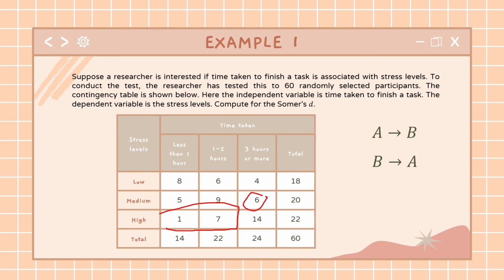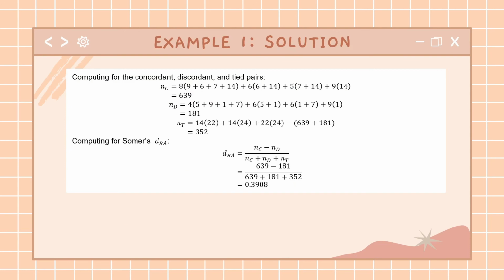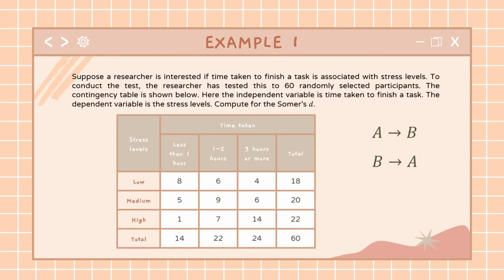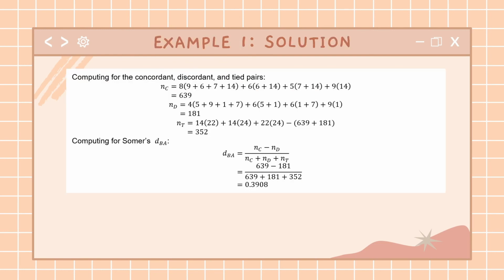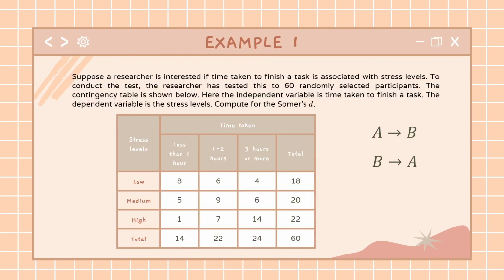6, then ito yung discordant. And 9, ito yung discordant. And as you can see, ito yung computations. So for the tied pairs na naman, yung ginagawa lang dito is actually, you get the column sums at multiply mo siya sa possible combinations. For example, 14 times ito and 14 times ito.